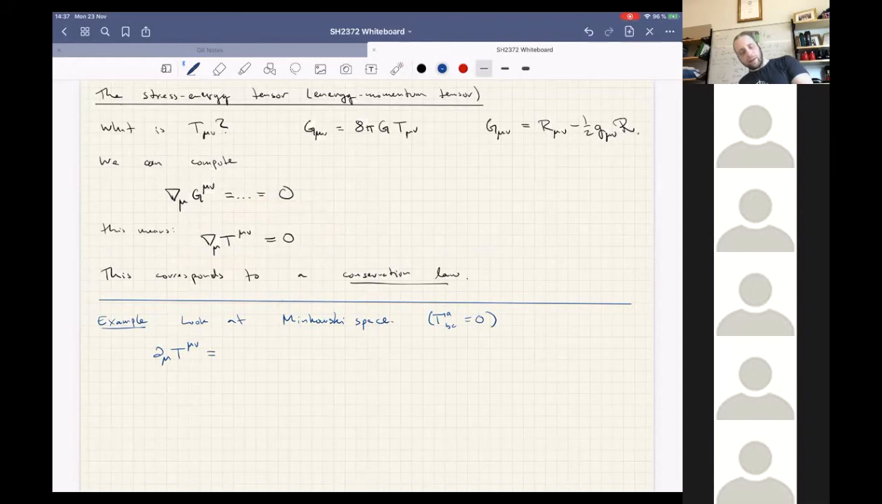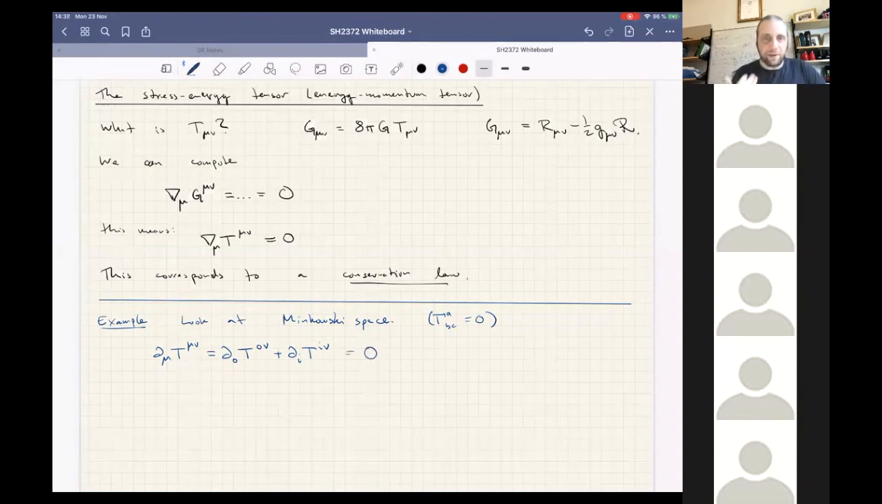I can write out the sum here and split it into the spatial components and the temporal components. That means I could write this first as d0 T0 nu plus di Ti nu. So i here runs from 1 to 3, and 0 is corresponding to our time variable. And this should be equal to 0.